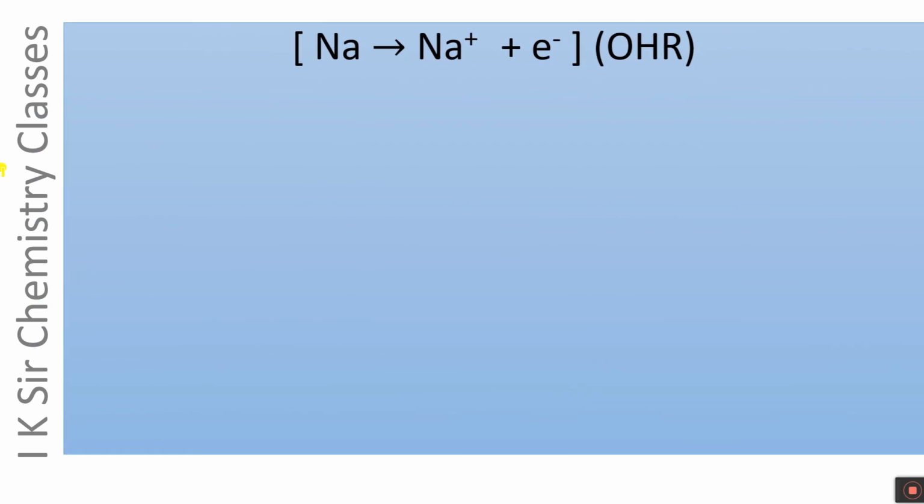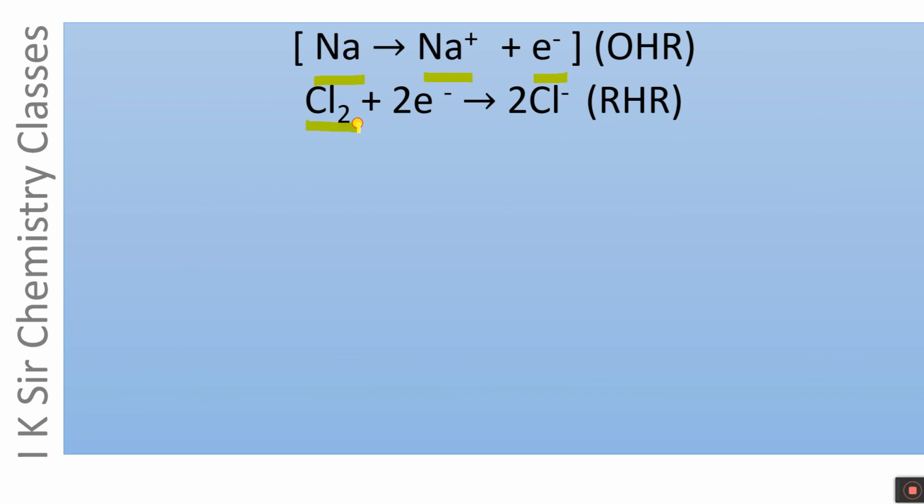Let us see an example. Na atom loses one electron forming Na plus ion. Cl2 molecule gains 2 electrons forming 2Cl minus ion. The number of electrons gained by Cl2 molecule must be equal to the number of electrons lost by Na atom. Therefore, the first equation must be multiplied by 2. Now, let us add oxidation half reaction, loss of electron, and reduction half reaction, gain of electron.